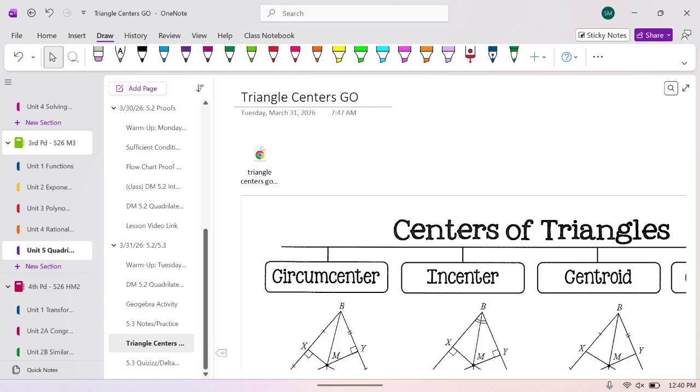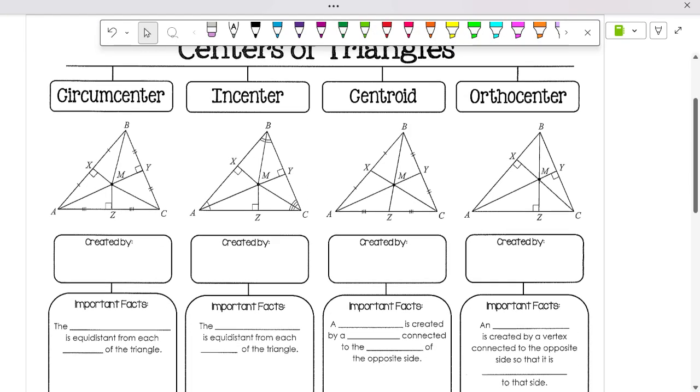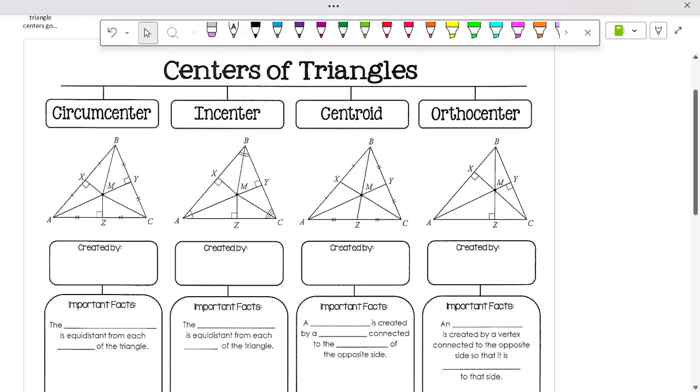Okay, so why did I make you go through all that mess with no point to it? Well, there actually is a point. So, like I said, centers of triangles. This is the last lesson that we have in this unit. Centers of triangles are all formed by different parts of the triangle.